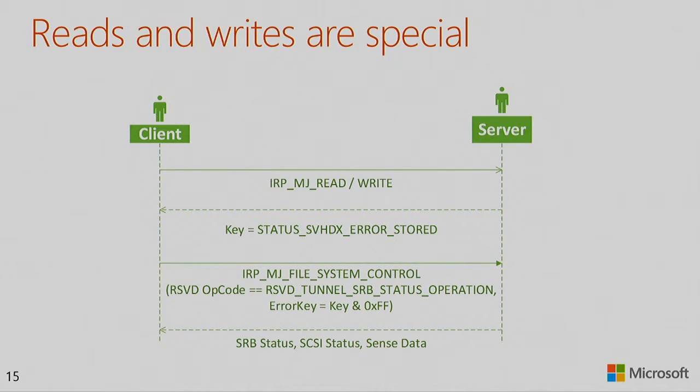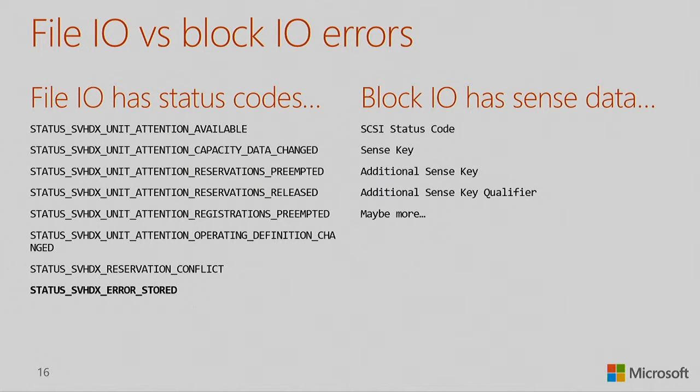Depending on the error code, there's a mechanism of how that happens, and that's what I'm going to talk about right now. In this sequence diagram, I chose a specific error code back, status svhdx error stored. So the error has been stored on the file server. File IO has status codes, one NT status code, a whole long list. Block IO has sense data: a SCSI sense key, additional sense key, the SCSI status code, additional sense qualifier, and it's extensible. There might even be more information there.